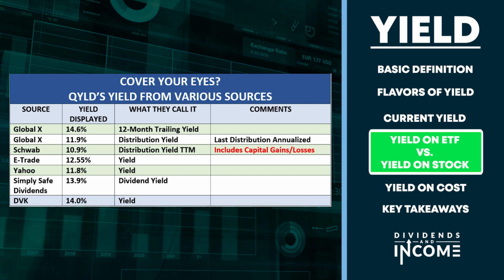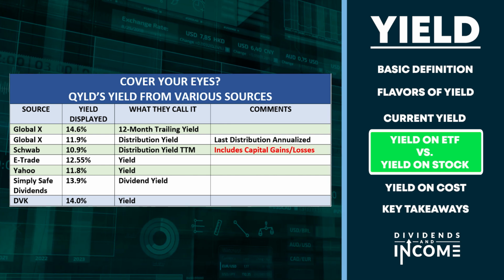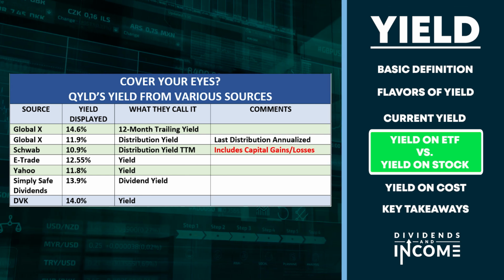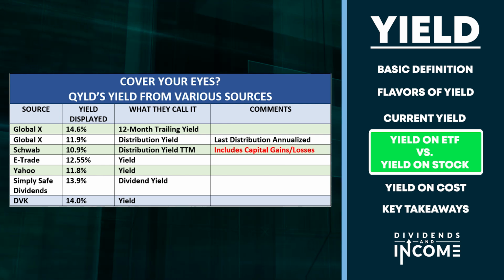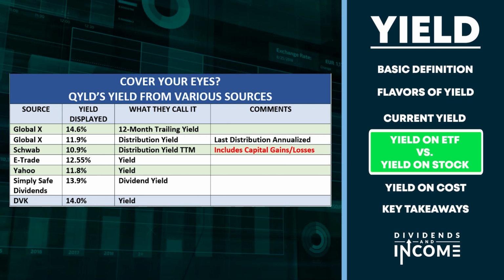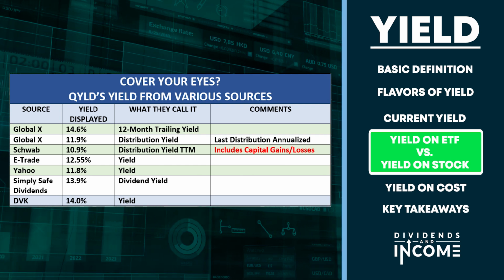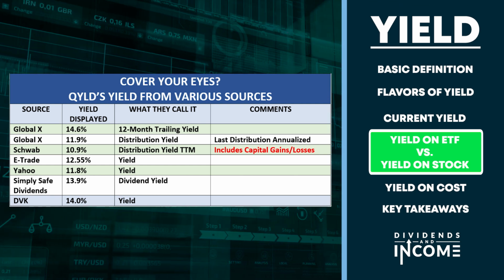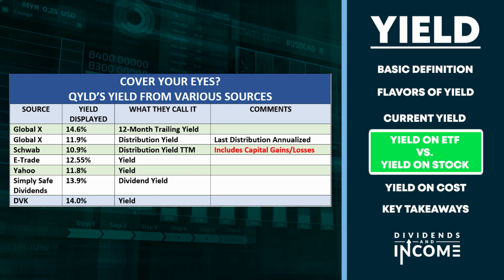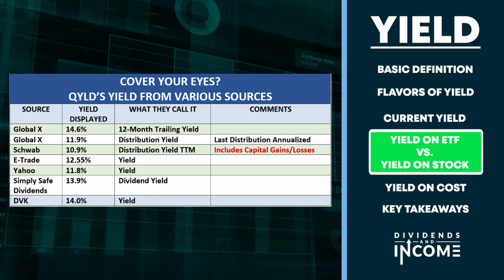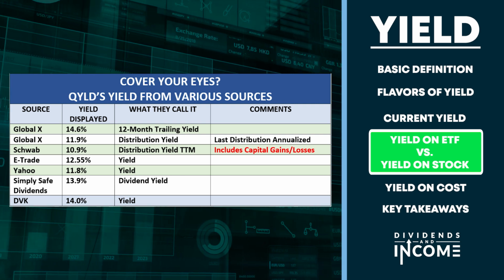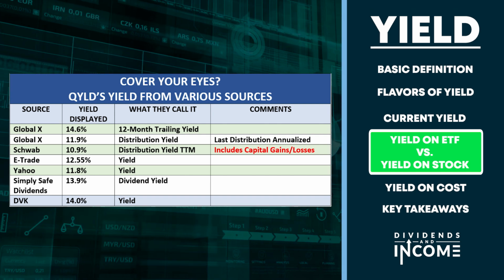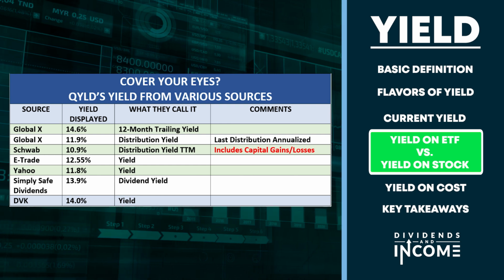One other thing I want you to notice on the chart is the third entry from Schwab. The yield displayed is 10.9%. That was the low among all of these. They called it distribution yield TTM, which stands for trailing 12 months, but I put in red a comment. They included capital gains and losses in their calculation according to the explanation they make about their calculation that you can access with a jumping off point right at the calculation in their display. And remember earlier in the video, I said don't mix in price gains and losses when you're calculating yield. It's just not a good practice in my opinion, even though it is a somewhat common practice.